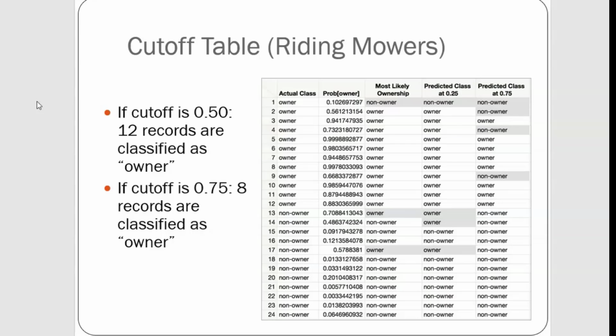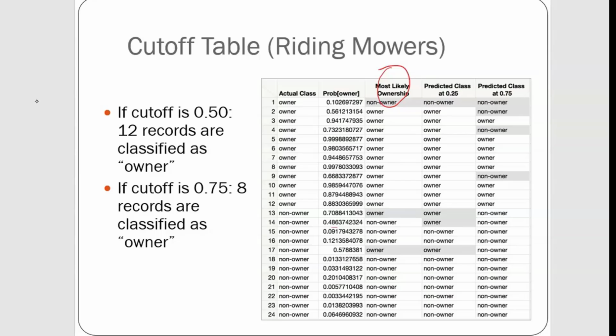In this visual, the first column denotes the cutoff rate of 0.5. To classify an individual as an owner, we are looking for any probability score above 0.5, and that person gets classified as an owner. If you look at record 14, the probability is 0.48, which is less than 0.5. So this person is classified as not being an owner.